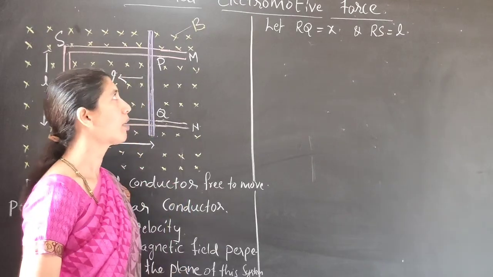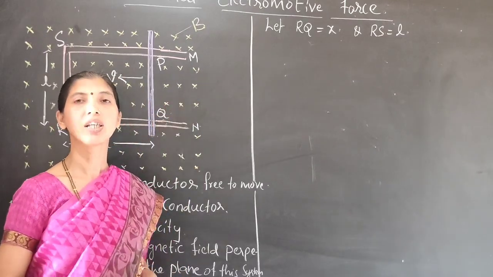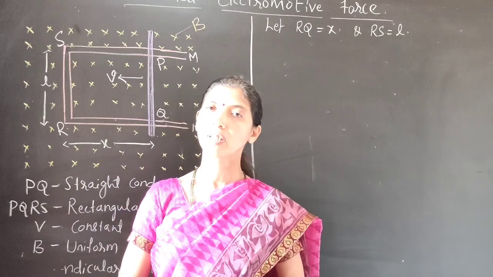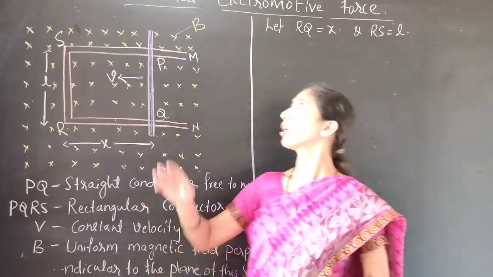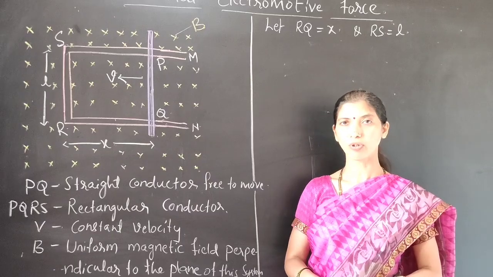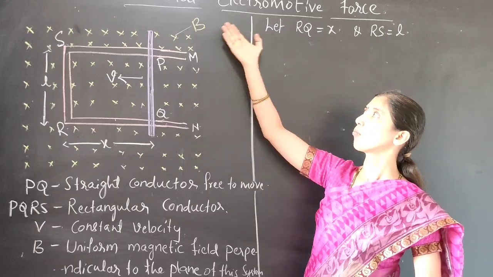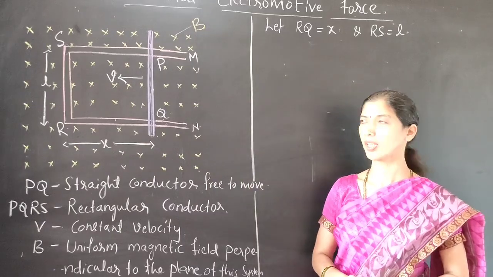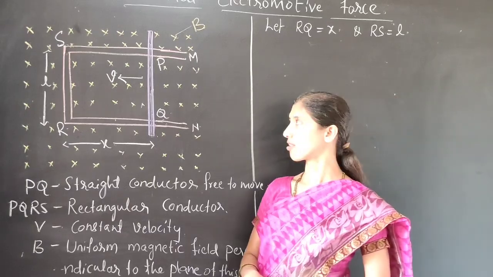So the name itself indicates motional EMF. That means current is induced, or generated, due to the motion of the conductor. How is it possible? Let us discuss this one.